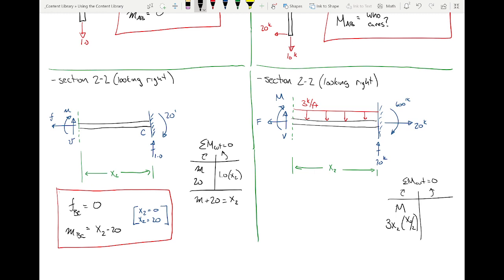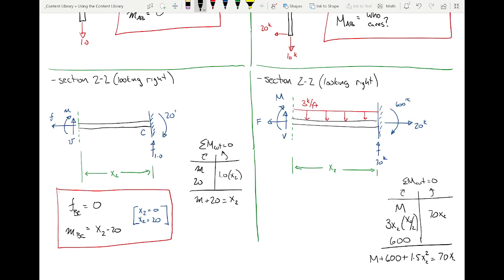Let's draw it. We've got 70 X2 going like this, and we've got 600 over here. So what do we got? We got M plus 600. Let me move this over here. M plus 600 plus 1.5x squared equals 70x.